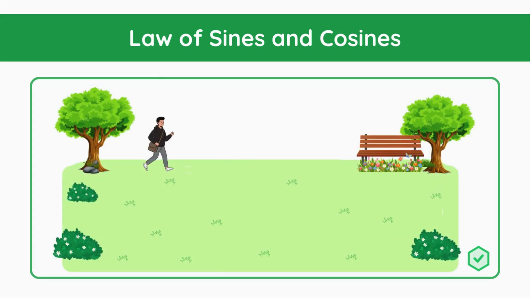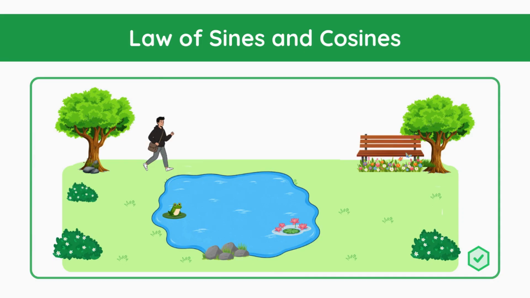Imagine you're walking across a park and there's a large pond right in the middle of your path. You can't walk straight through the water, so you walk 50 meters along one edge, turn at a 70-degree angle, and walk another 80 meters around the other edge to get to the opposite side. Here's the question: what is the exact straight line distance across that pond?